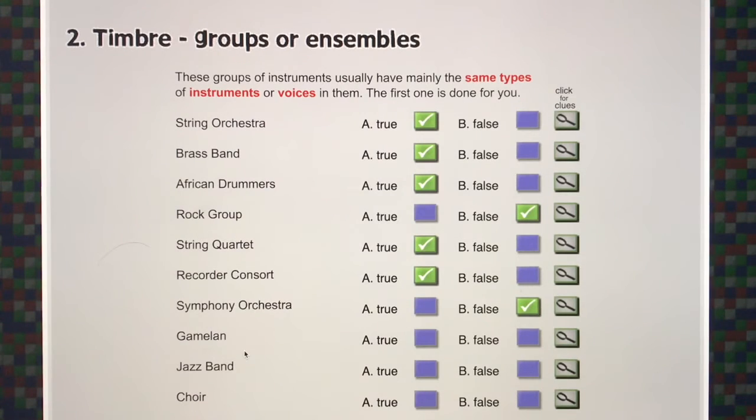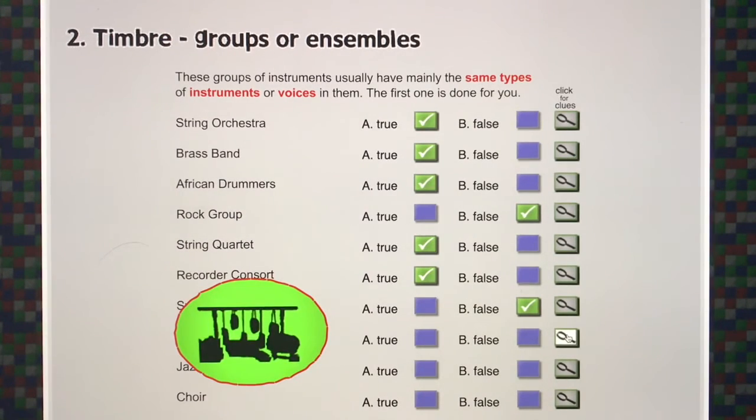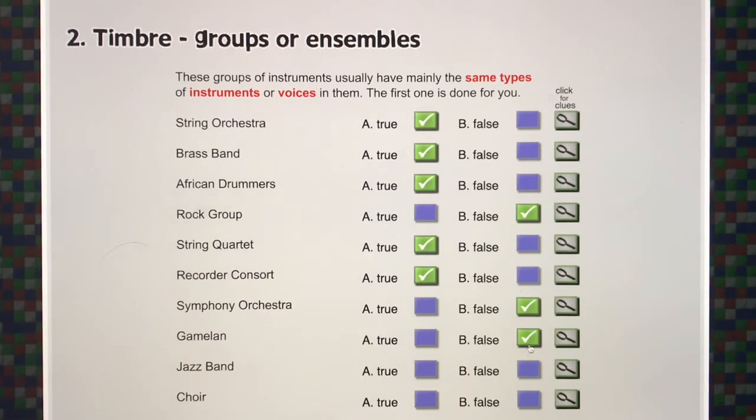The gamelan is a group of instruments that comes from a place called Indonesia, and it has a whole mixture of instruments. A lot of them do sound metallic, made from metal, so the answer is false.